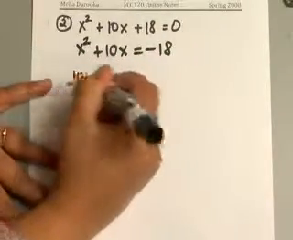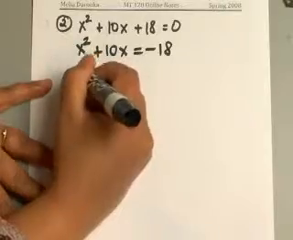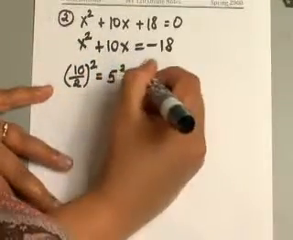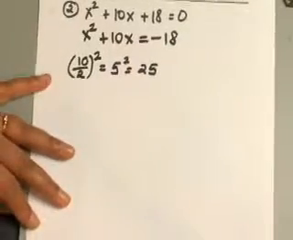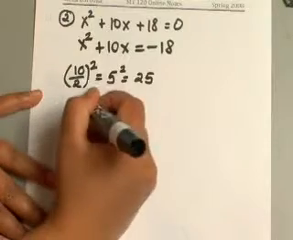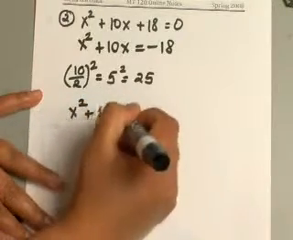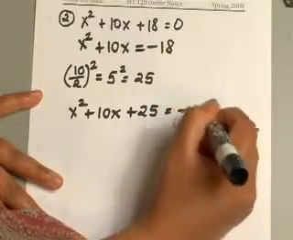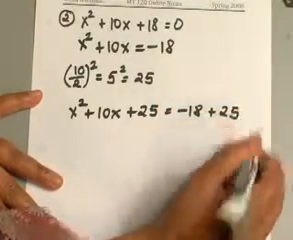Okay, now look at the middle term. You have 10 as your coefficient. So again, you will take 10, divide by 2, and then you square it, which will give you 5 squared, and that of course gives you 25. Okay, so we will add 25 on both sides of our equation.